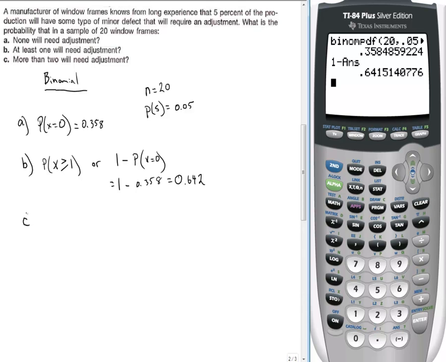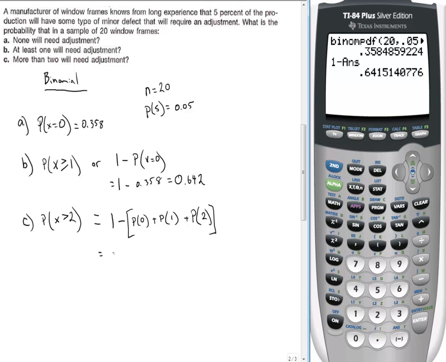The final one, more than 2 will need adjustment. So the probability of x being greater than 2. And on our calculator, we can use CDF, but that adds from 0 up. So we need to take 1 minus, and what's in here is the probability of 0, because that can't be, the probability of 1, because that can't be, and also we're not including 2 here. So we're taking away the probability of 0, 1, or 2, and we're left with the probability of the rest.